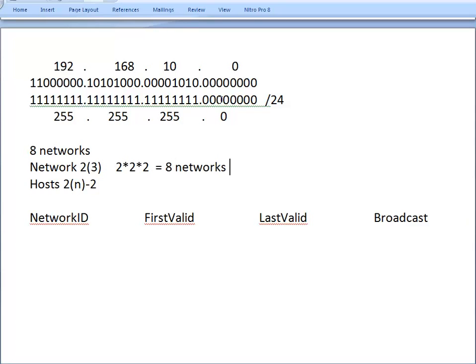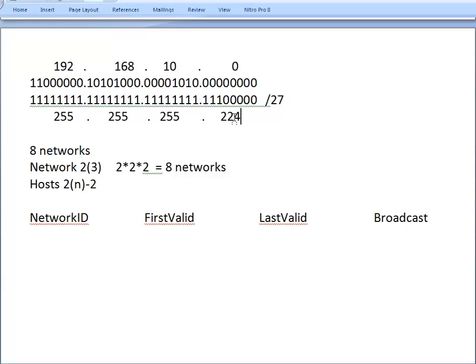8 networks. So if we borrow 3 zeros, 1, 2, 3, the prefix length is going to change now, because we had up to here 24, 25, 26, 27. So there's 27 ones. The subnet mask has changed: 255, 255, 255, and then the last one we have to add. So 128 plus 64 is 192, plus 32 is 224.